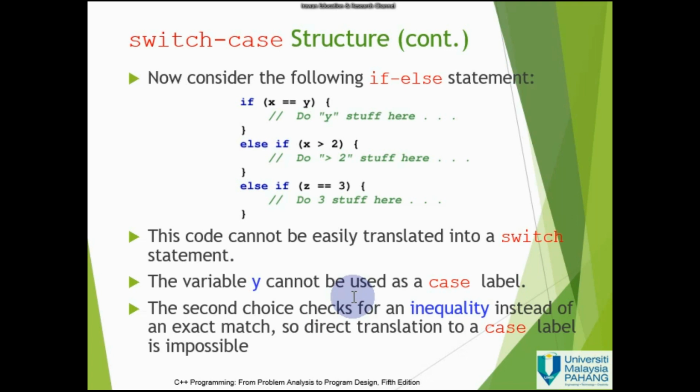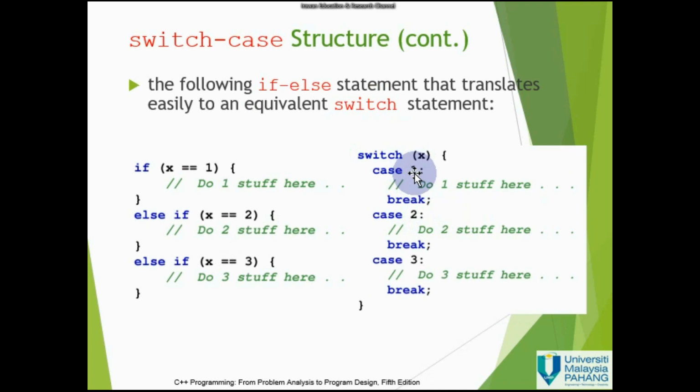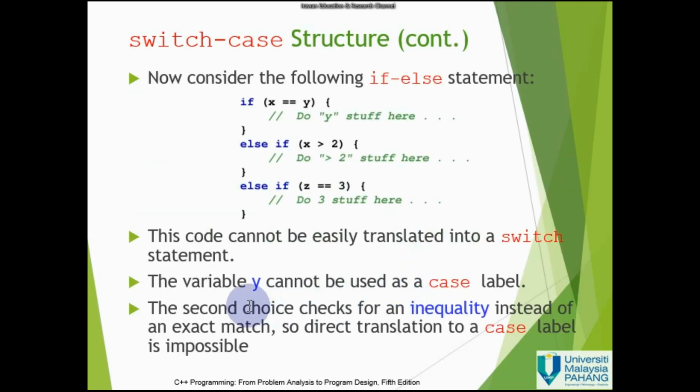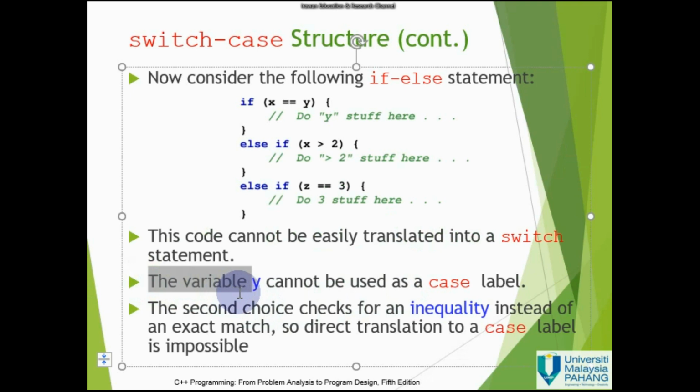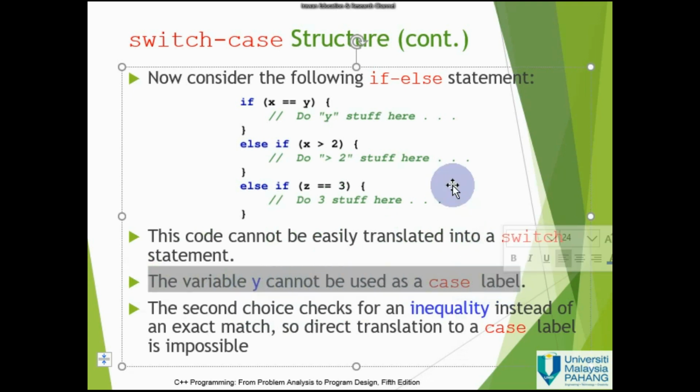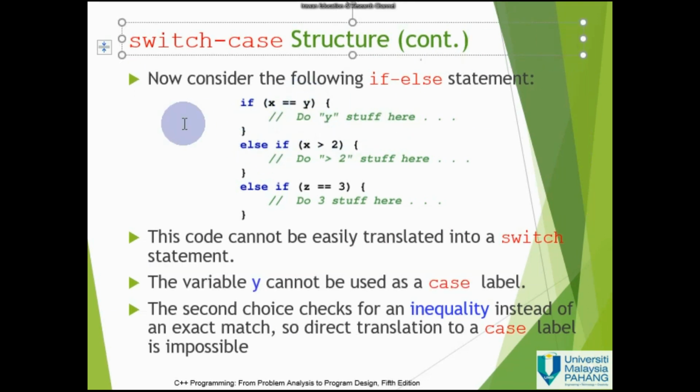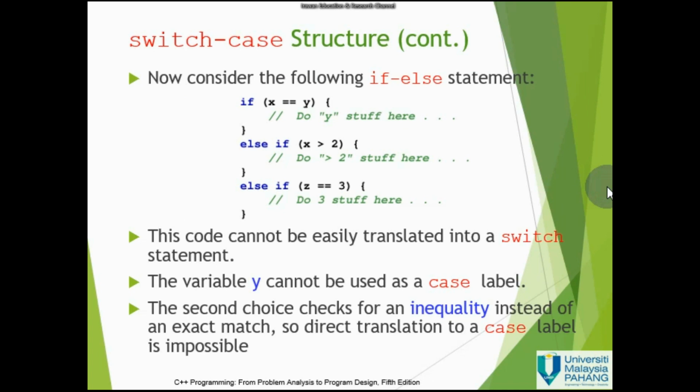Another difference in the switch case structure is that we cannot make a variable at the case level. The case label needs to have a pure value, not a variable that we define. Like the statement here says, the variable y cannot be used in the case label. For the if else, we have no problem with it. That's the limitation of switch case statements.